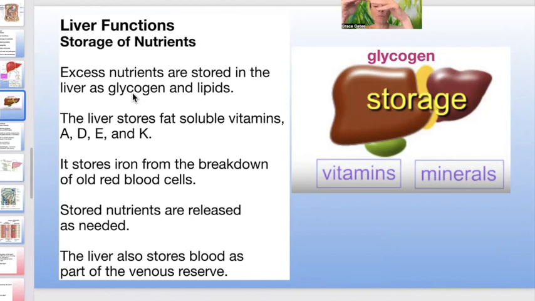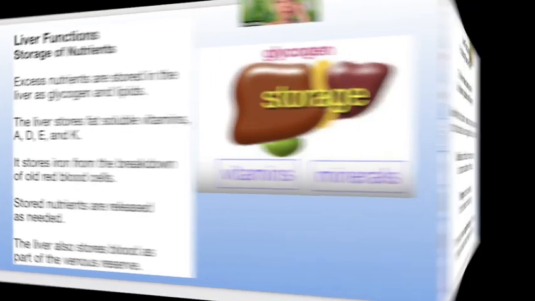There happens to be more blood in the venous part than the arterial part, and that blood can be used if there's ever blood loss. The blood that is hiding in different organs, such as in the liver, can be used as reserve blood. So that's what we're talking about when we say the liver stores blood as a part of the venous reserve. For example, the spleen also stores blood as part of the venous reserve. So the liver is only doing part of that job.